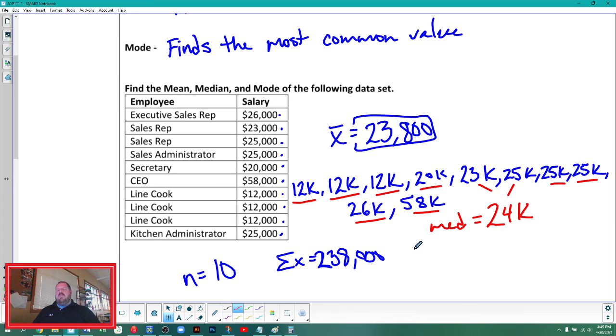And then for the mode, it's the most repeated, and I have 2 of them. My pen's lagging really bad. I am not happy with that. We call this set bimodal because it has 2 numbers that are repeated the most, and that would be 12,000 and 25,000.